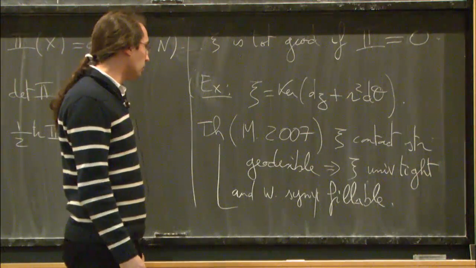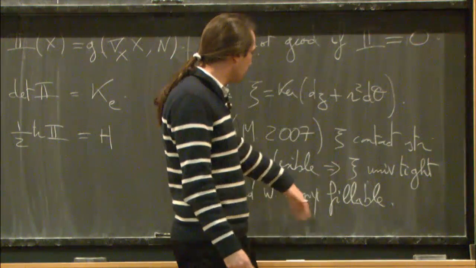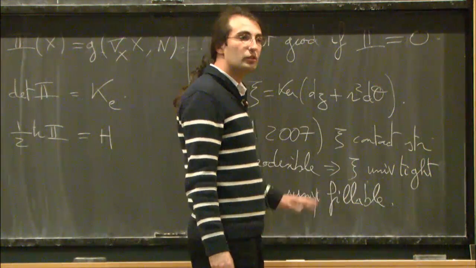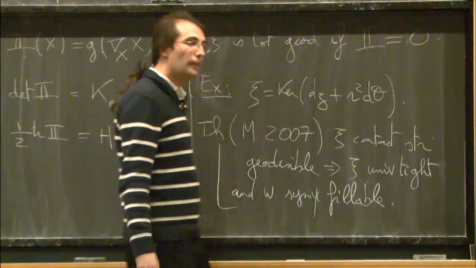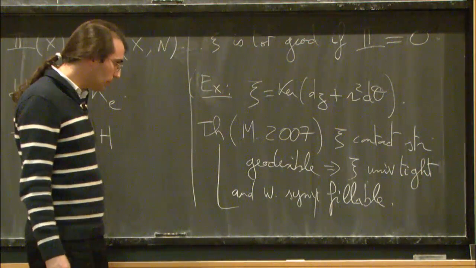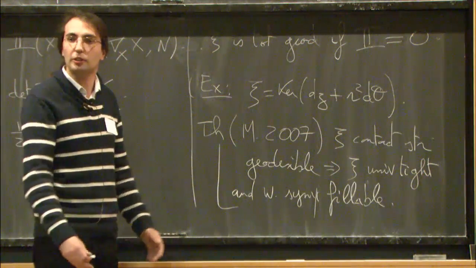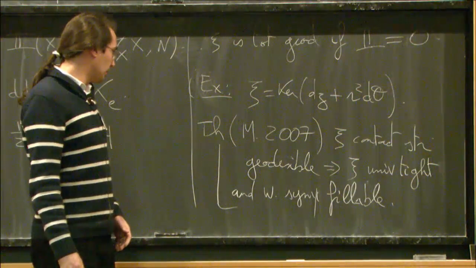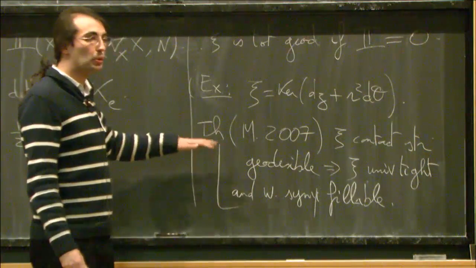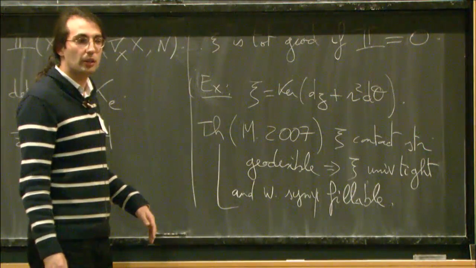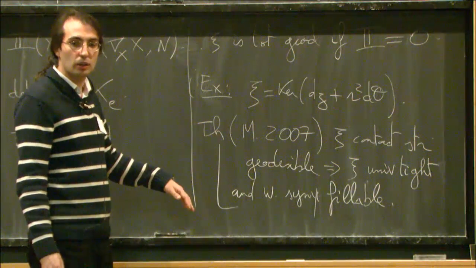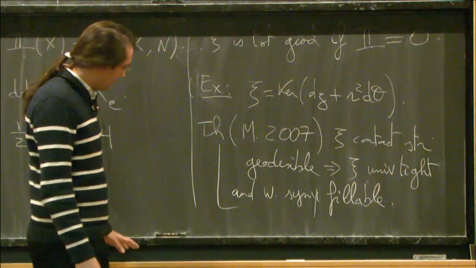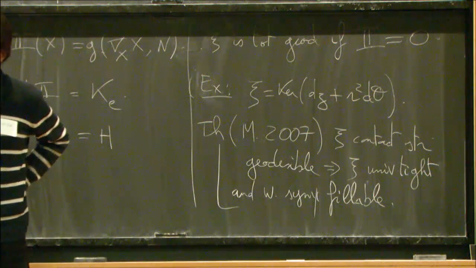And if you don't know what universally tight or symplectically fillable means, you just need to know it's more than tight, and it's a global property. It means interesting from the point of view of contact topology. So when I proved that, this is the very first theorem I proved in my life, so I thought I would never forget any detail of the proof. Okay, but there is something I remember.